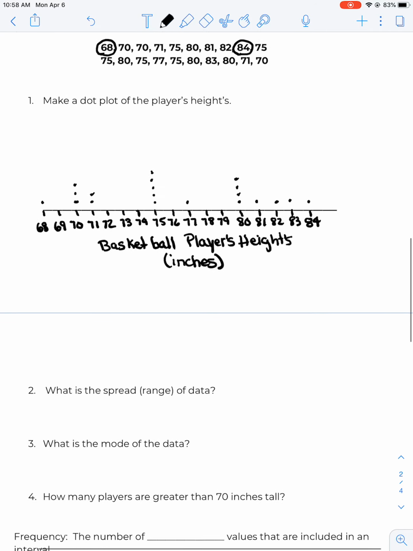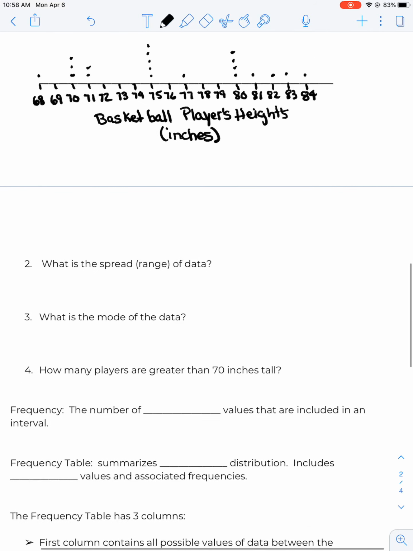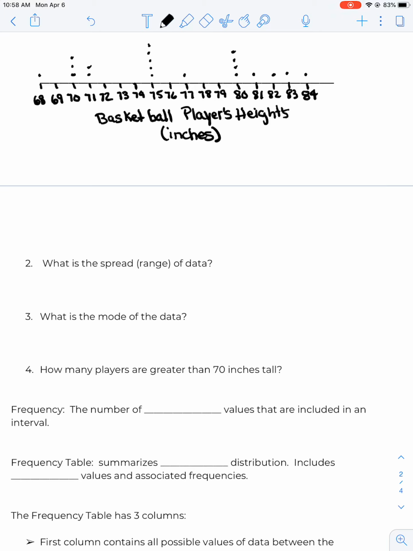So the next thing that we have to do is answer the questions that go along with it. The question being asked here is, what is the spread of the data? Which again is our range. And in this case, it's 84 minus 68.